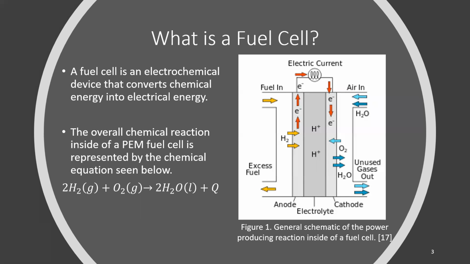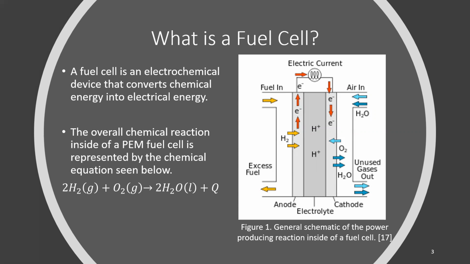So to start, what is a fuel cell? A fuel cell is an electrochemical device that converts chemical energy into electrical energy. The overall chemical reaction inside of a PEM fuel cell is represented by the chemical equation seen below. So 2 hydrogen and an oxygen produce 2 moles of water and heat.